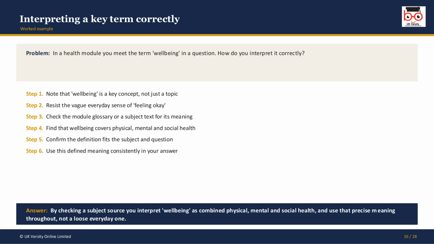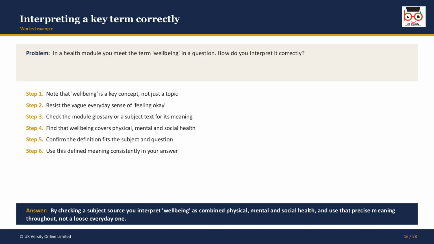Imagine you meet the term well-being in a health module question. First, recognize that it's a key concept, not just a topic, and resist the vague everyday sense of feeling okay. Check the module glossary or a subject text, and you'll find that well-being covers physical, mental, and social health together. Confirm that definition fits the question, and then use that precise meaning consistently throughout your answer, rather than a loose everyday one.